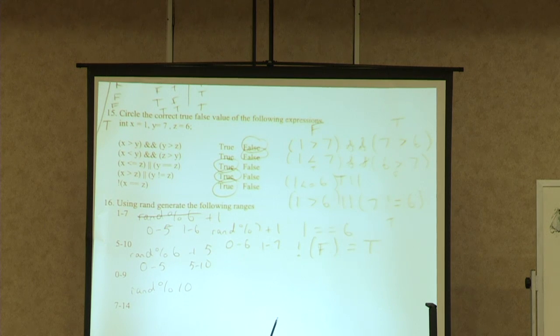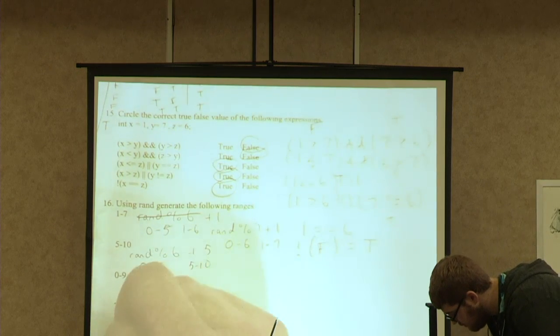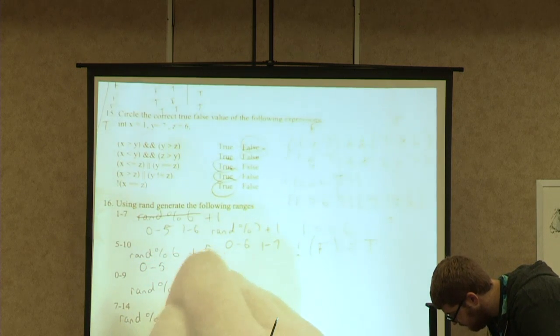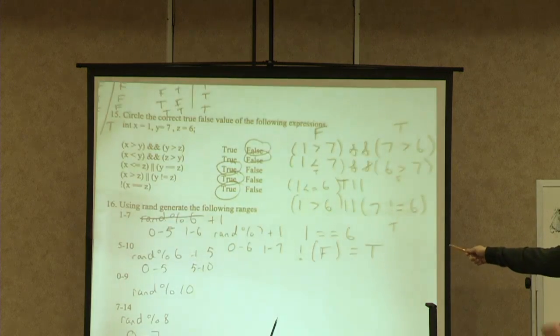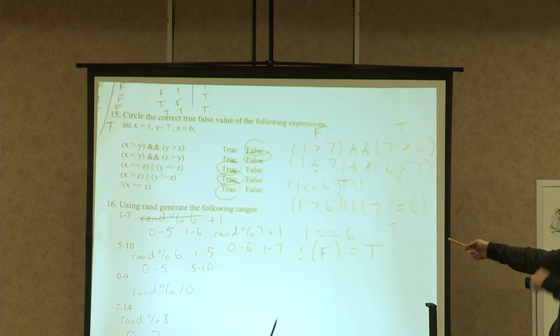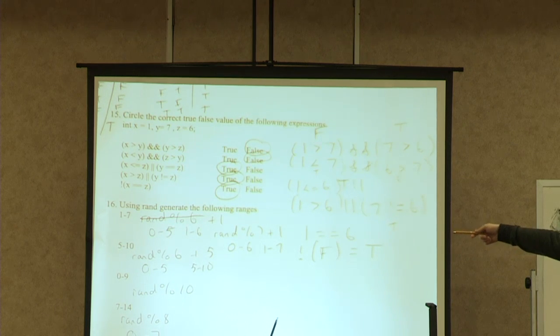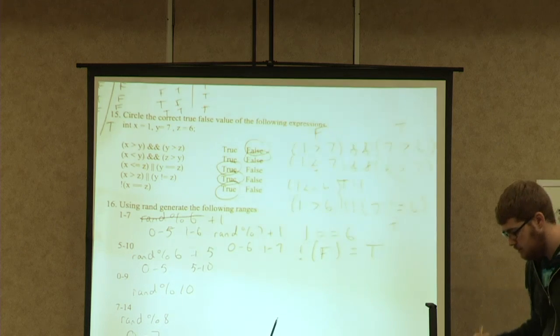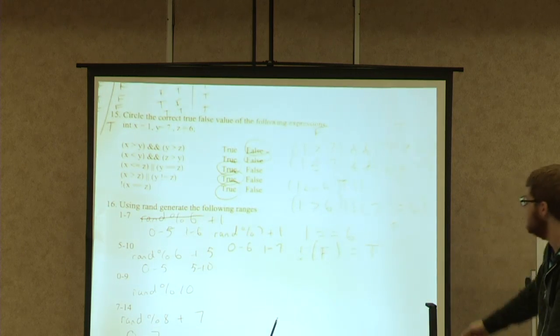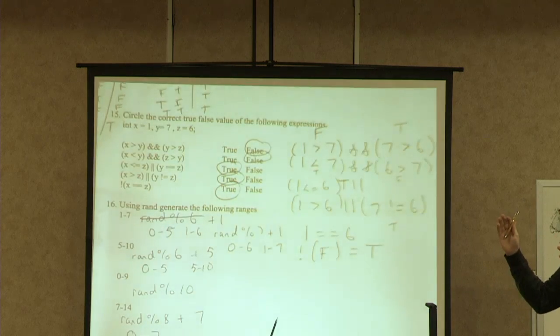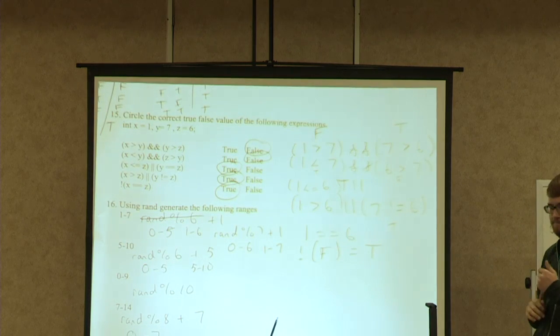I did rand mod 8 plus 7. Okay, let's test that out. Rand mod 8 would give you 0 to 7, right? Because anything that's a multiple of 8 will go to 0. So usually every rand, whatever you mod it by, is going to be 0 to 1 less than that number. So 0 to 7, and then we want 7 to 14. So we could add plus 7. And then if you think about it, you're just adding 7 to both sides to up your range. So it would be 7 to 14.